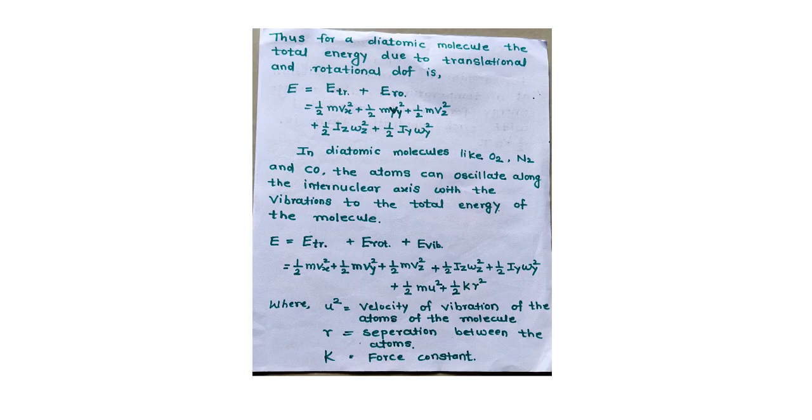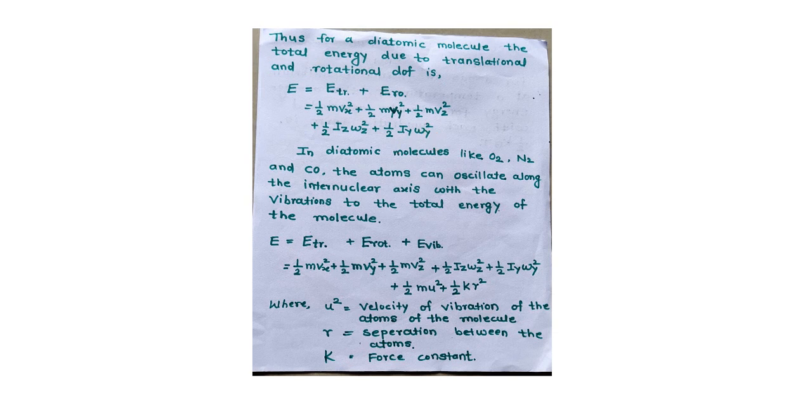Thus, for a diatomic molecule, the total energy due to translational and rotational degrees of freedom is E equals translational energy plus rotational energy. Half m vx square plus half m vy square plus half m vz square is the translational energy, and half Iz omega z square plus half Iy omega y square is the rotational energy.